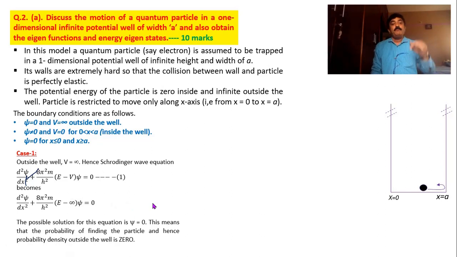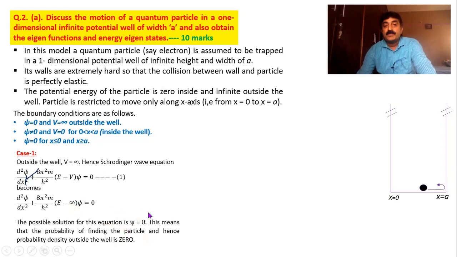Now the question: when LHS also becomes 0, what might be the possible value for psi? Think and see, what value of psi makes LHS also 0? Yes sir, it is psi equal to 0. The only possible solution is psi equal to 0. Yes, you are correct. If I put psi equal to 0 on the LHS, then the whole LHS also becomes 0. See, E minus infinity into 0 is 0. Differentiation of 0 is 0. 0 plus 0 is 0. So RHS and LHS become equal only when psi is 0.